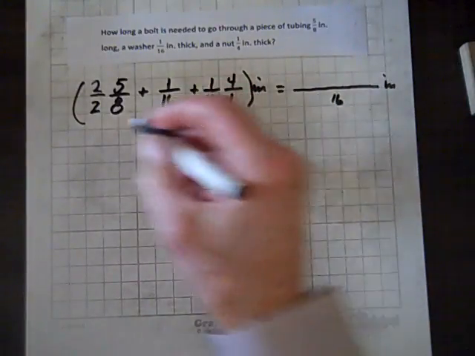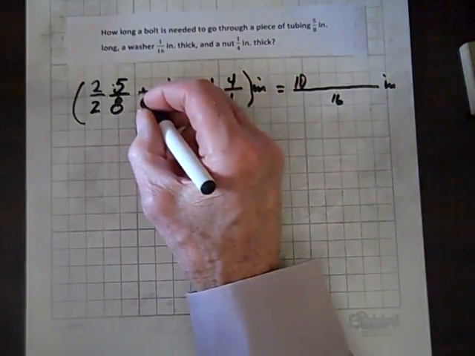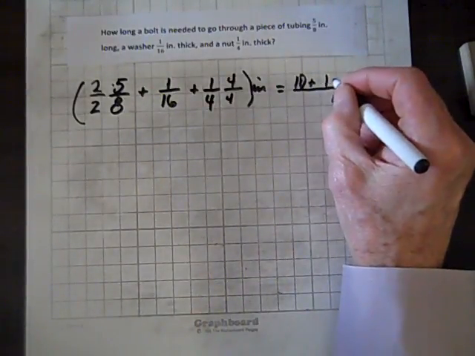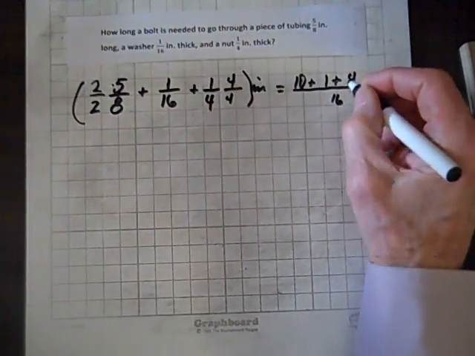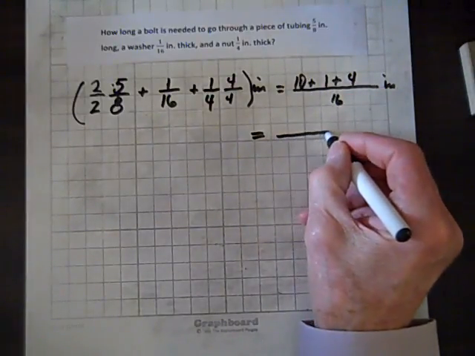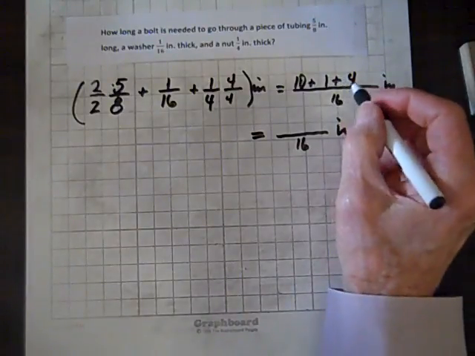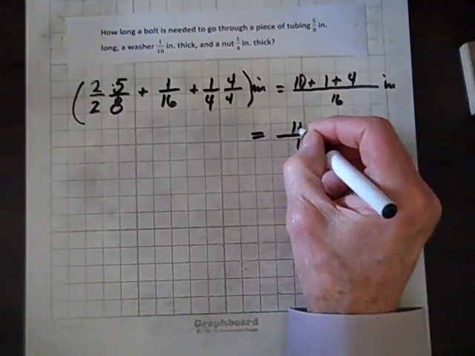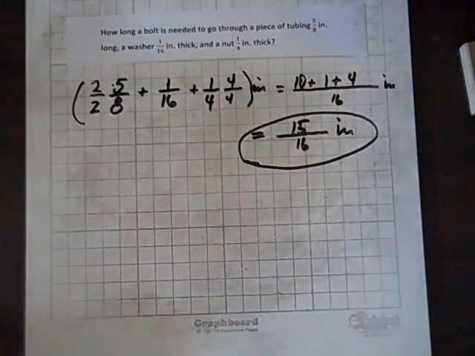Inches are the units. 2 times 5 is 10, plus 1, plus 1 times 4 is 4. So let's add those up, and we've got this denominator of 16. The units are inches. And 4 and 1 is 5, plus 10 is 15. So we're talking 15/16 inches.